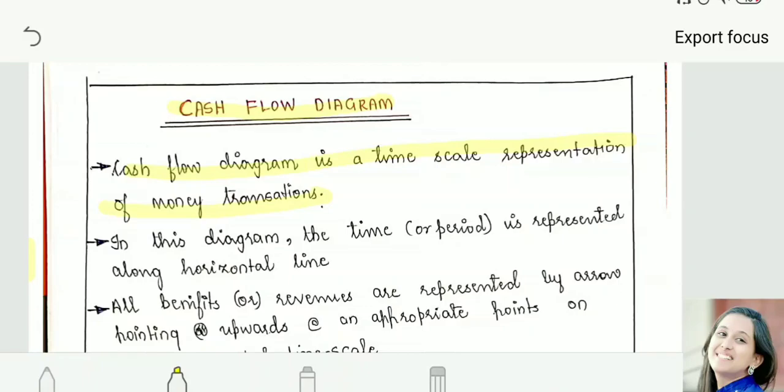Now when I'm using the term cash flow, what does it mean? It is the cash inflow and cash outflow from your account. This is the best example. Now when I use the term cash outflow, what does it mean? Okay, you are spending an amount for something.